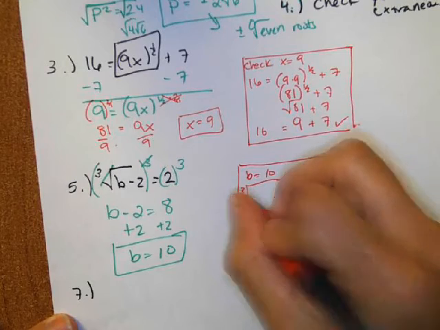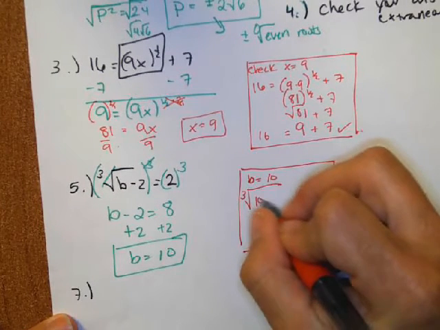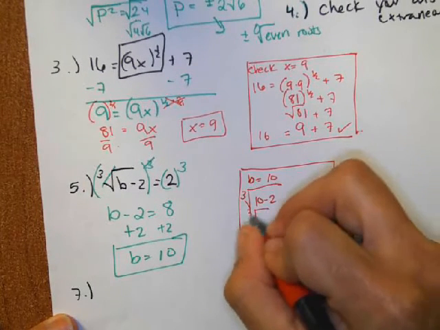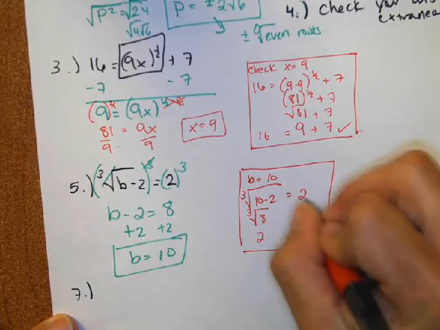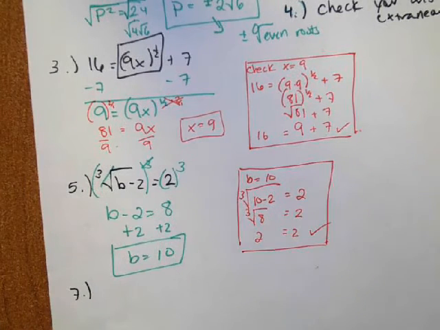In my original equation, cube root of 10 minus 2. 10 minus 2 is 8. Cube root of 8 is 2. Right side says equals 2. 2 definitely equals 2, and it checks out. The check doesn't take you very long.